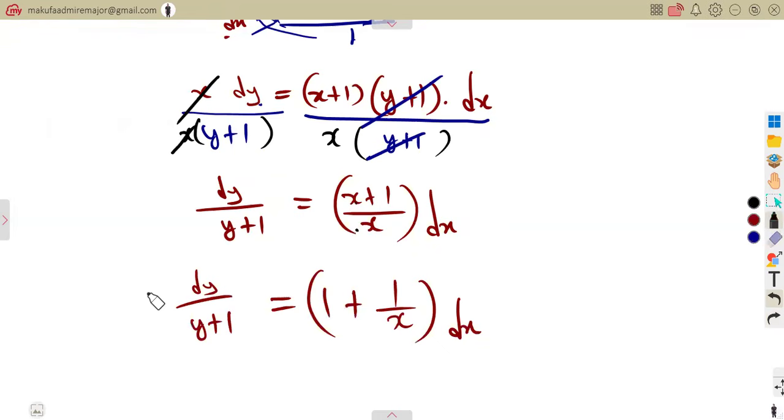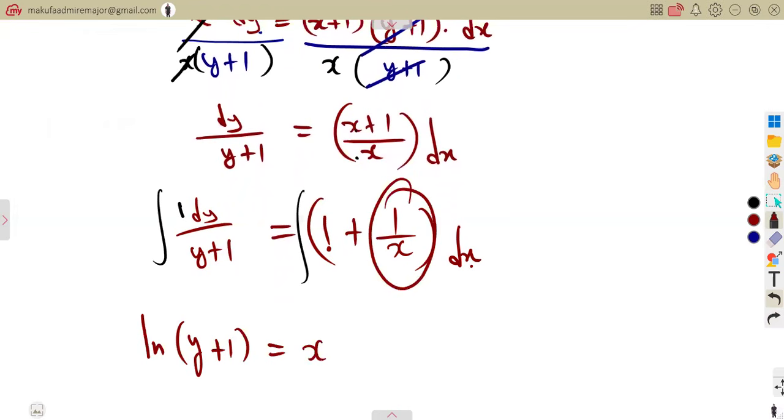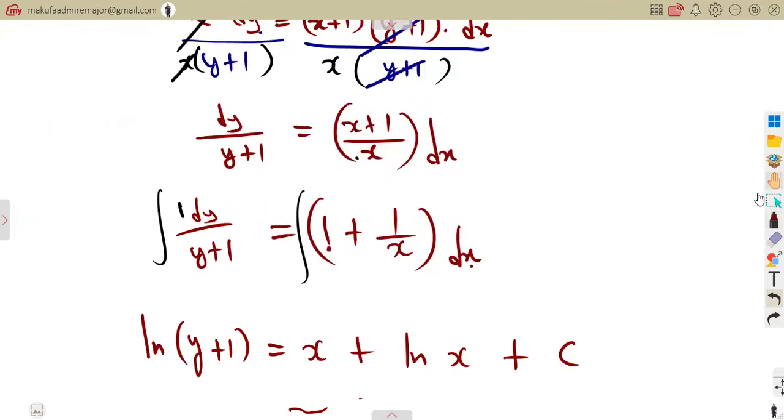Then integrate both sides. With respect to y, you are integrating 1 over y plus 1. What are you going to obtain? That's ln of y plus 1 is equal to the integral with respect to x of 1, that is x. 1 over x, remember, that's a ln. So you've got the ln of x plus the constant of integration. You're done. General solution, there's nothing else that you need.